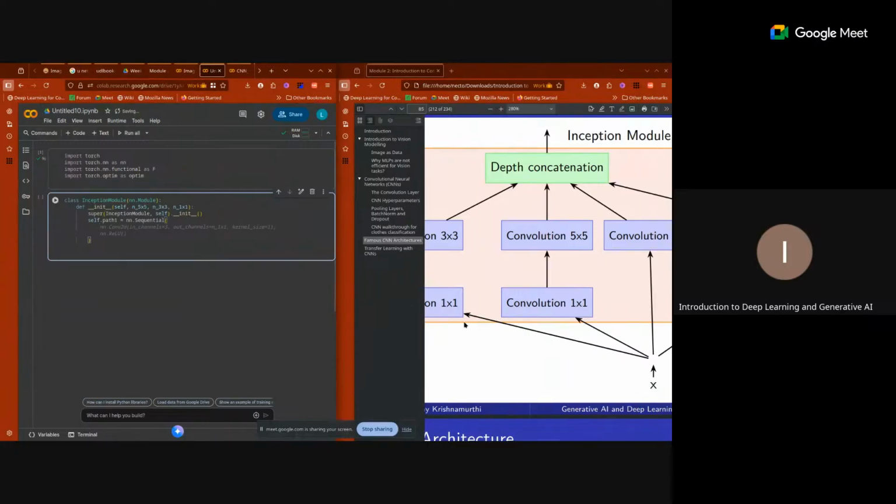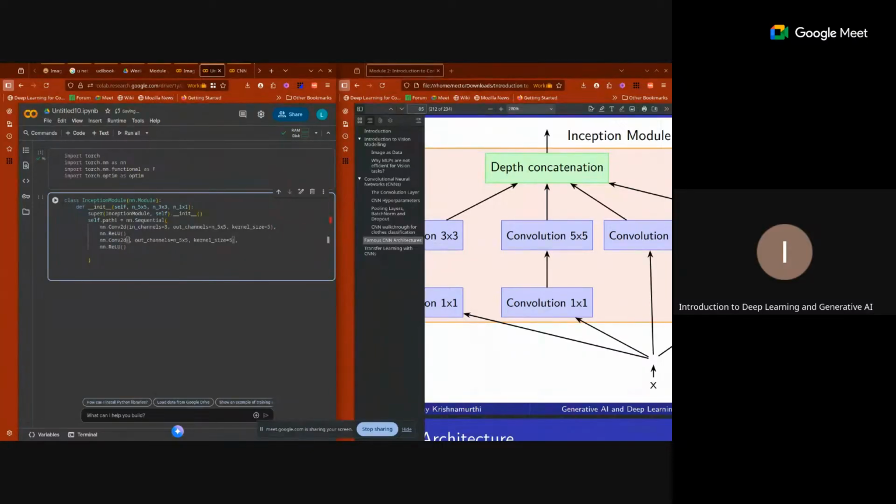So in the sequential, we can add these two layers, and activation. Let's say this is the first channel, 5 cross 5 channel. Kernel size is 5, right? Then we add ReLU, then one more convolution.